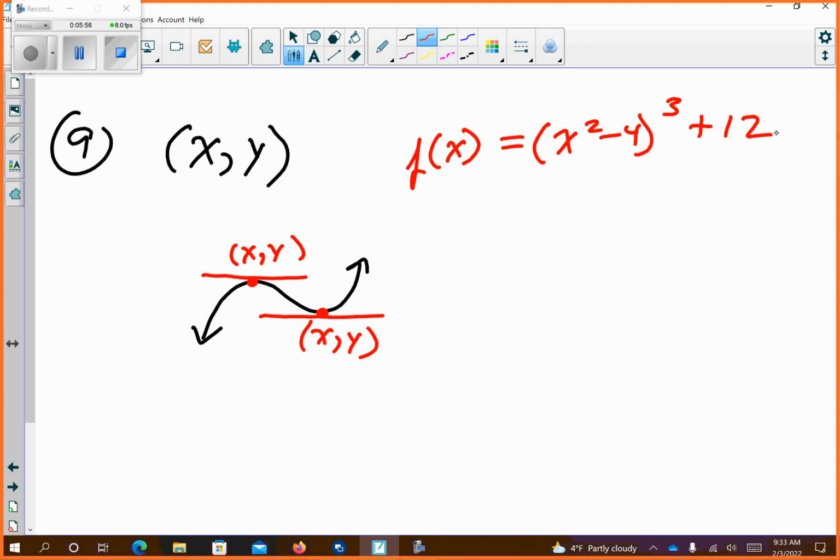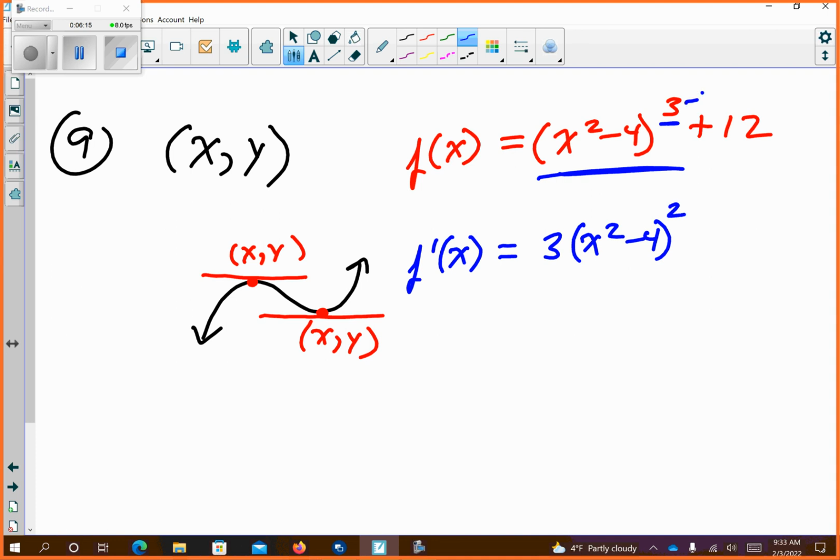So we have this. That's our equation. I'm going to take the derivative. This is really the only thing I have to take the derivative of. So I have f prime of x equals 3 times x squared minus 4 to the second, because I had to subtract 1 from that, and then the derivative of the inside, times 2x. I'm going to clean it up a little tiny bit.